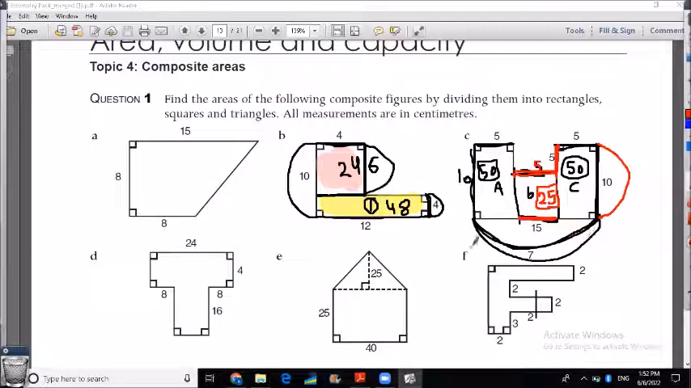Now, the area of the composite figure is 50 plus 50 plus 25, which is going to be 125 centimeters squared.